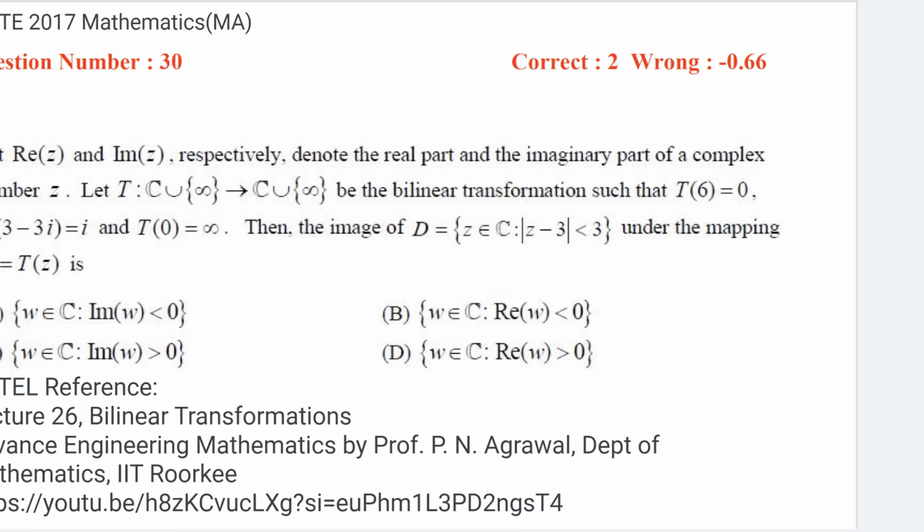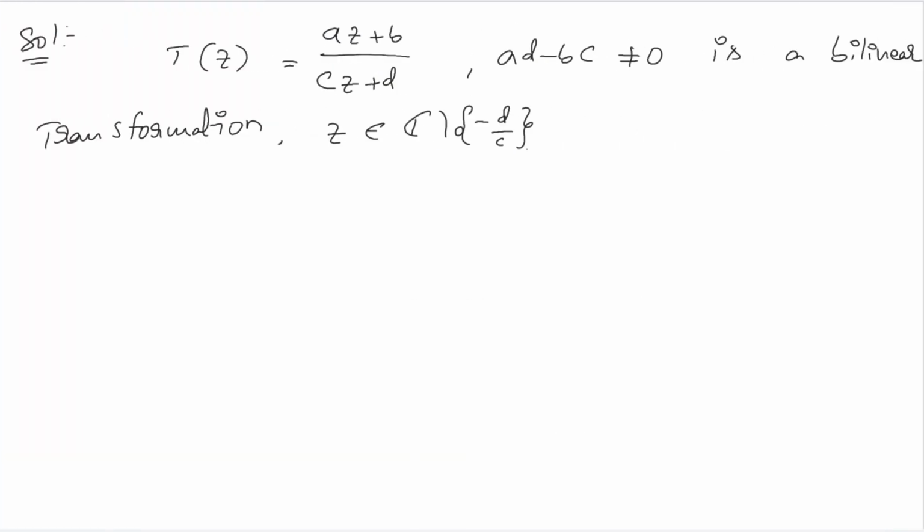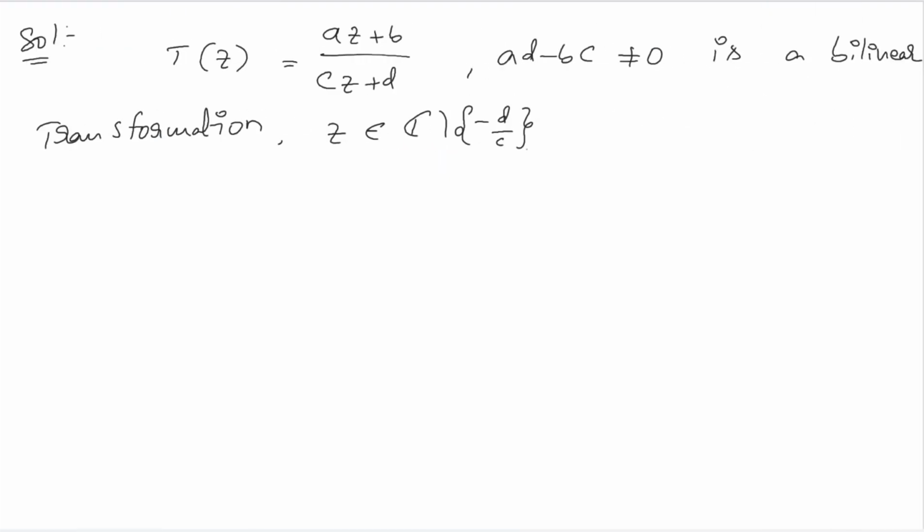But since here it is given that the domain and codomain are the extended complex plane, the point minus D divided by C is also included. Since infinity is included, this bilinear transformation is defined even at this point. Usually at this point minus D divided by C, we get the value of this expression as infinity, so we omit this point. But in this problem, since infinity is included, we can take this point inside the domain.